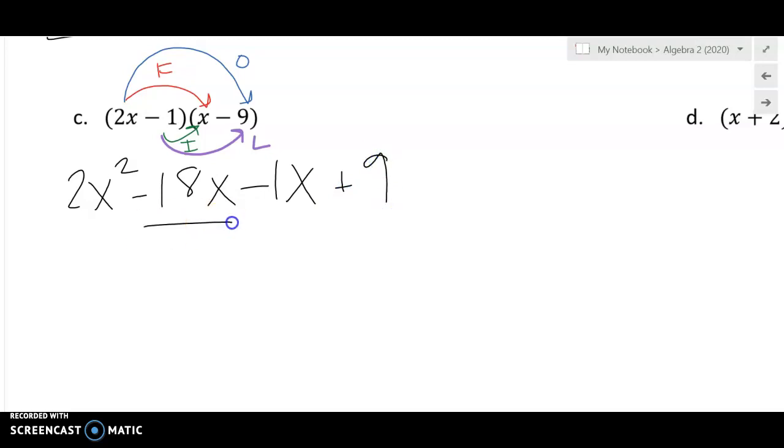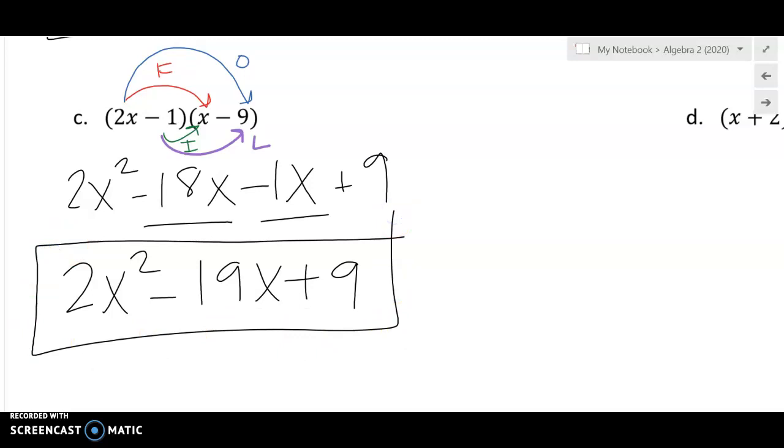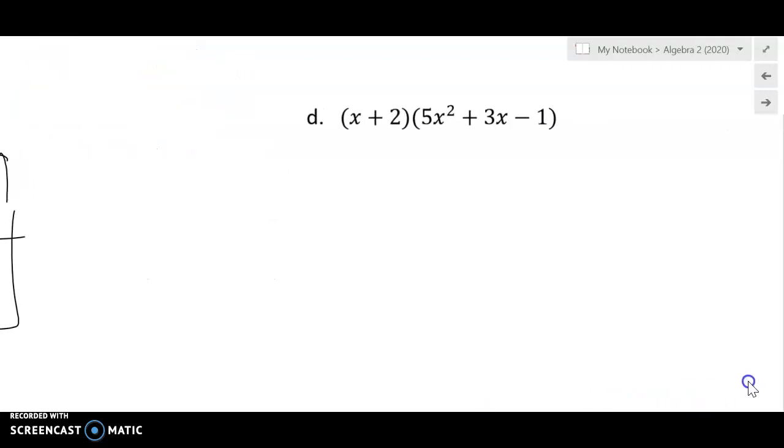And then again, if you look in the middle here, those are common, right? You can combine those. Those are like terms. So I'm going to combine those together. So I have 2x squared, this is going to become a negative 19x, and then I drop down that positive 9. And this would be in descending order, and I FOILed it properly. Okay, next problem, problem D. This is a little different. I have a binomial in the front and a trinomial behind this.